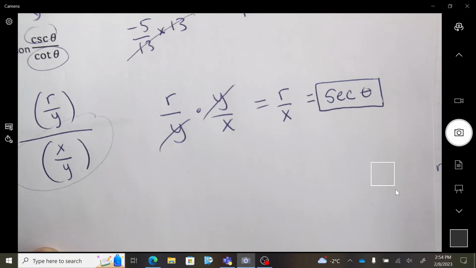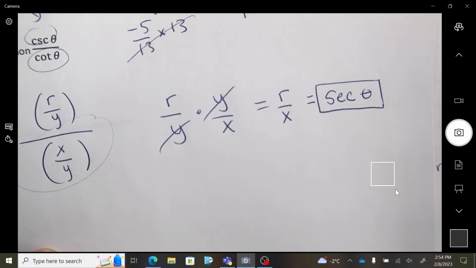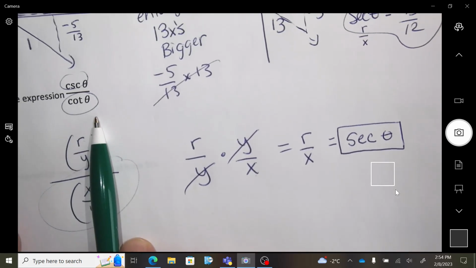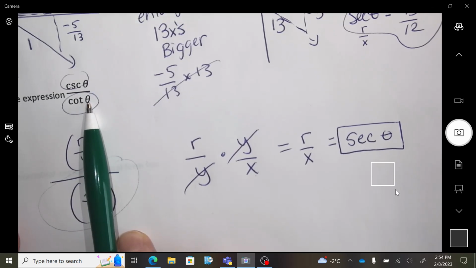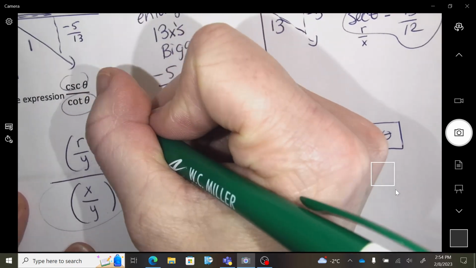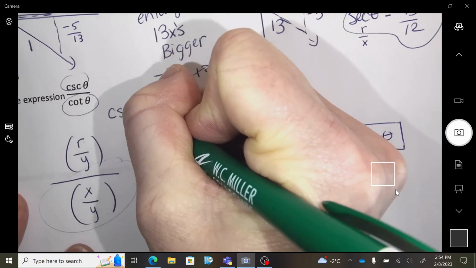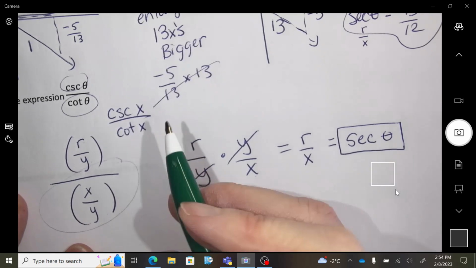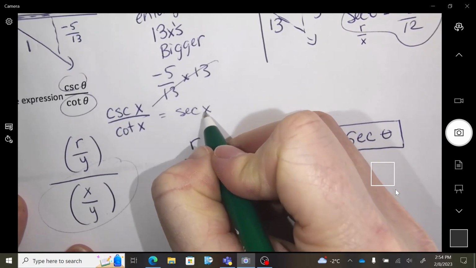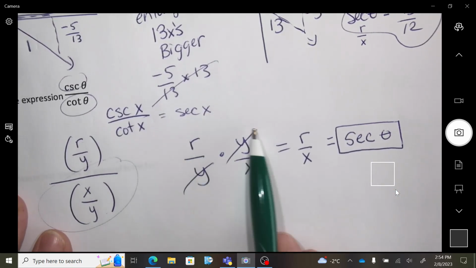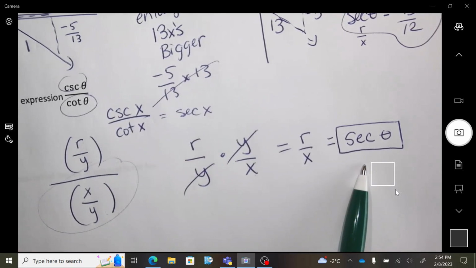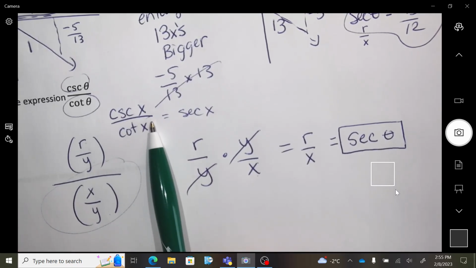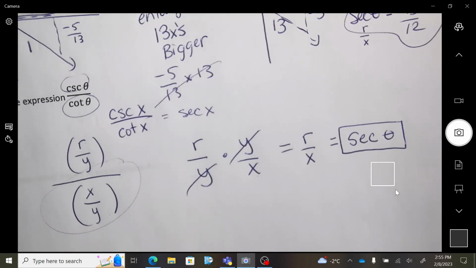Special note, do you notice how here I use the variable theta? If I was to do this problem like that, my final answer would be secant of x. I just make sure I'm using whatever variable. If I say the secant of z, you make sure you put in what I put in.